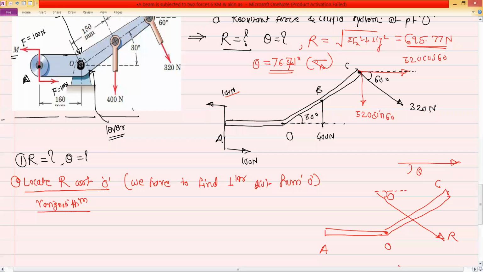This angle is theta, that is 76.71, and the resultant is acting on the right side of point O. We don't know whether it is acting on the right side or the left side, so just assume it is acting on the right side and assume this perpendicular distance as d. So we can find the perpendicular distance d by using Varignon's theorem. For that, we have to refer to this diagram and the first diagram, that is the system of forces and the resultant system.